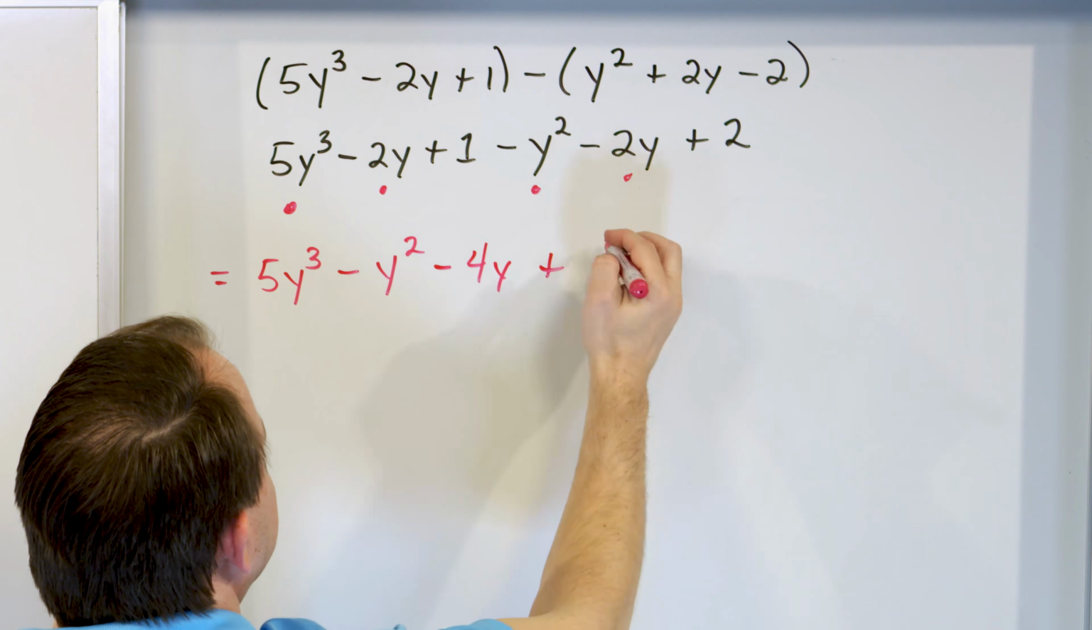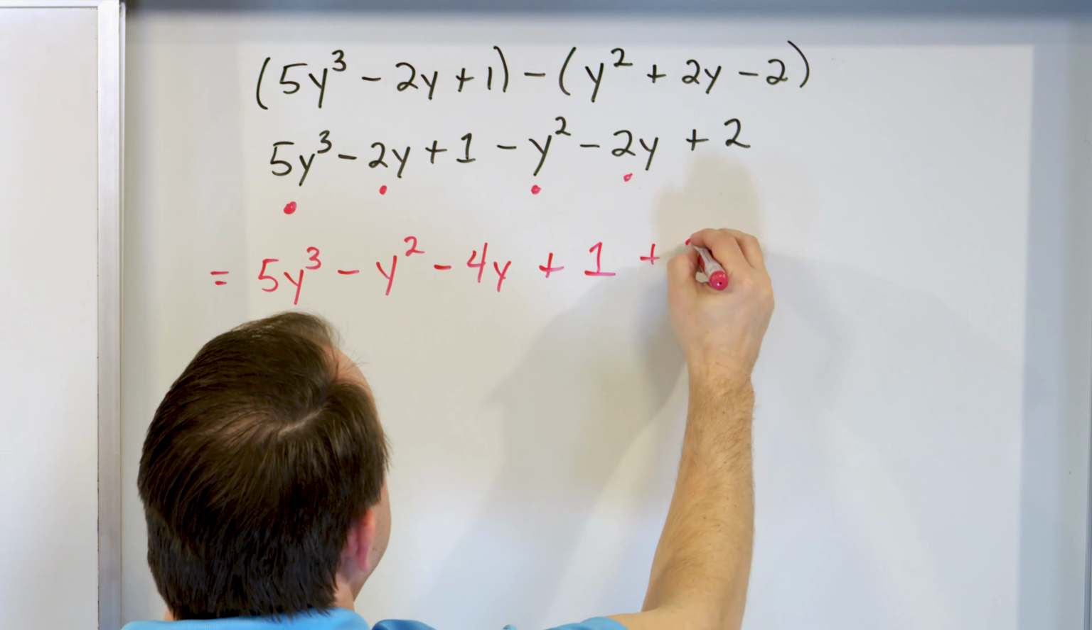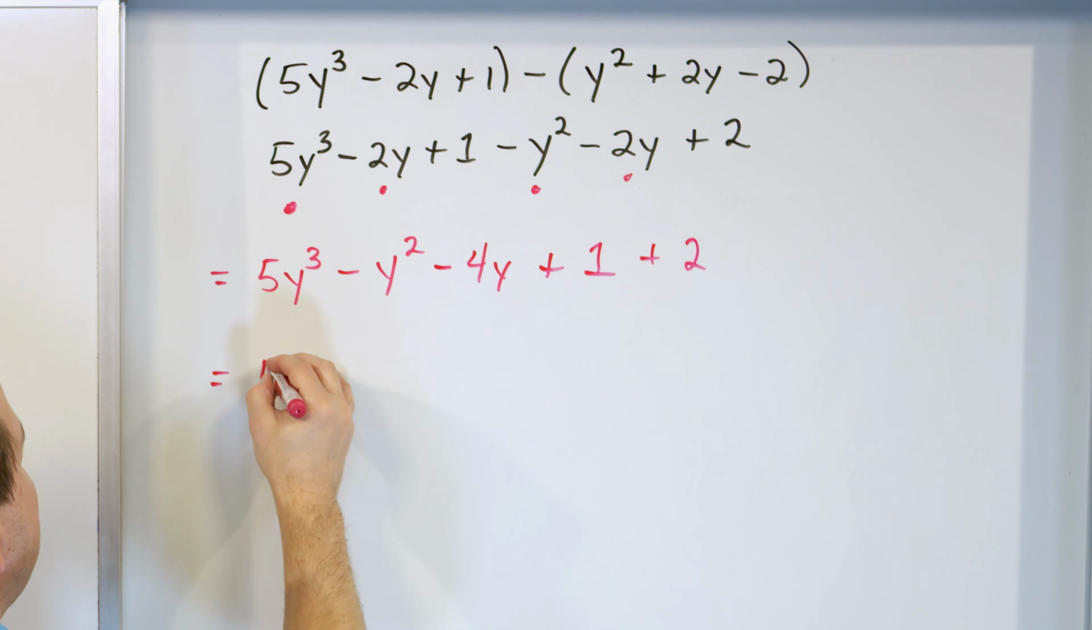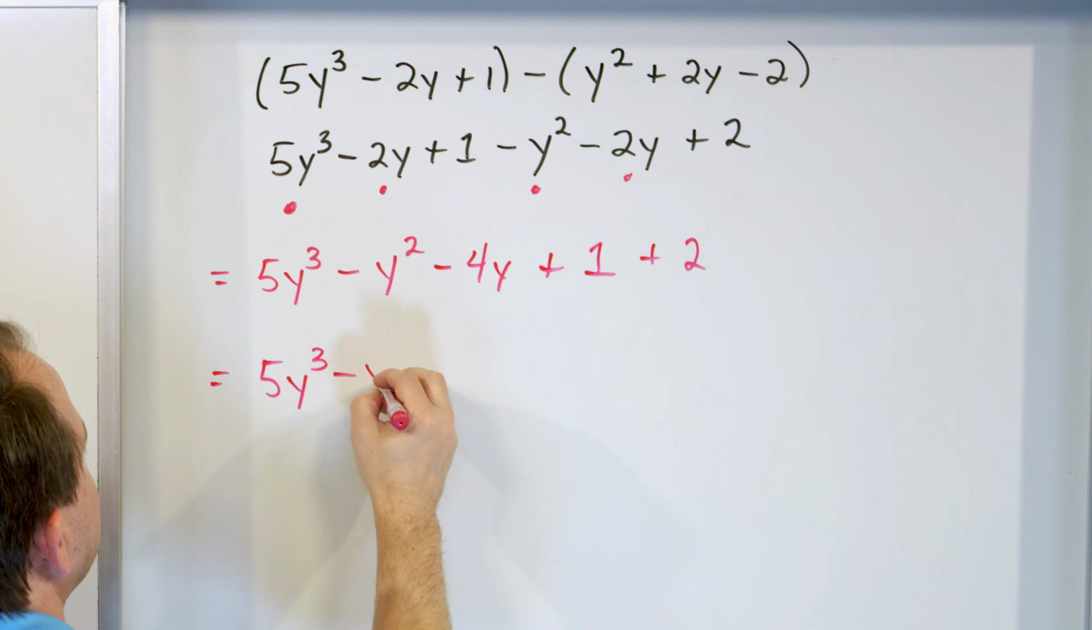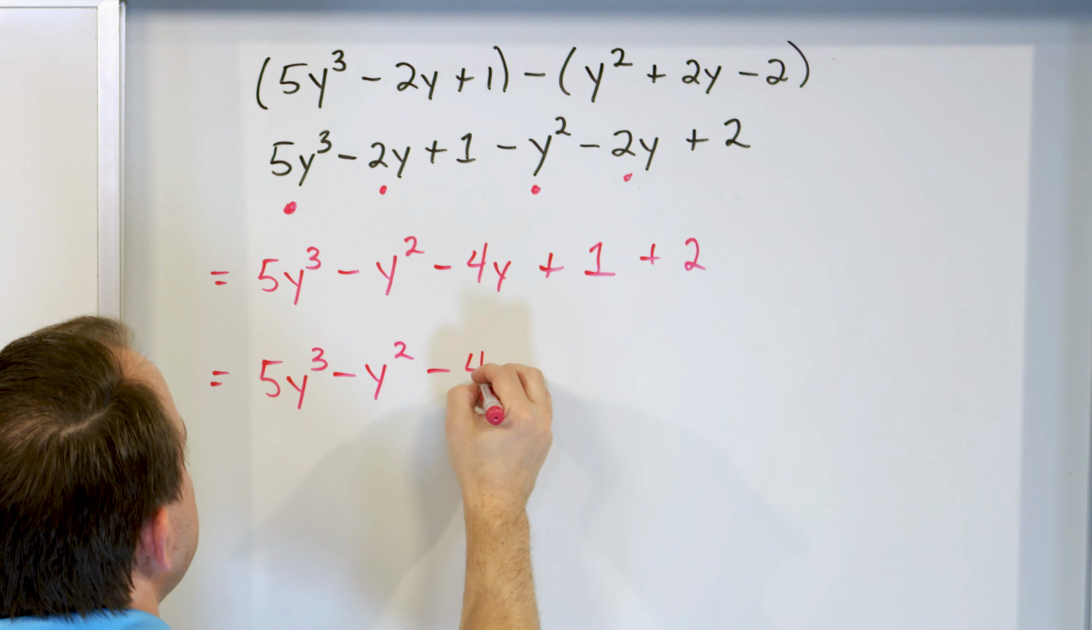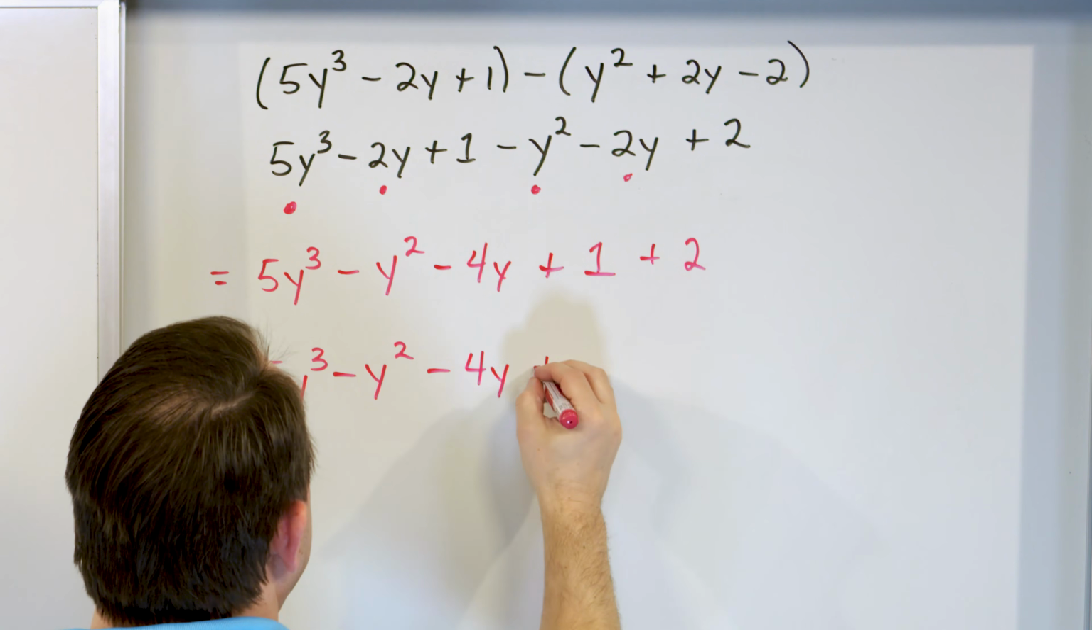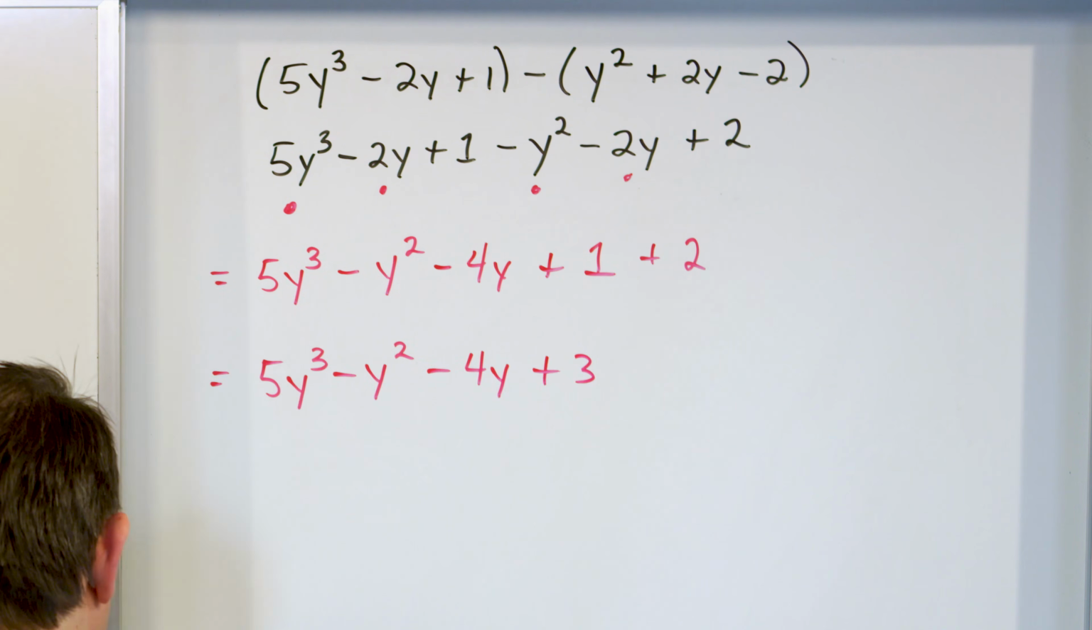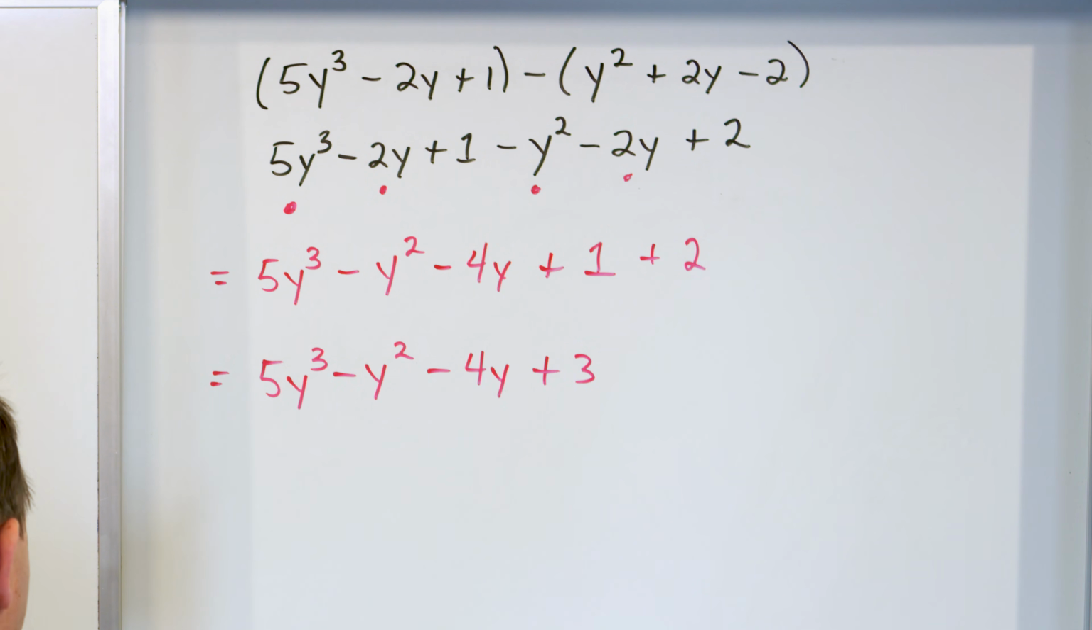And then you have the plus 1 from here and the plus 2 from here. So the final answer will be 5y cubed minus y squared minus 4y and then plus 3. 5y cubed minus y squared minus 4y plus 3.